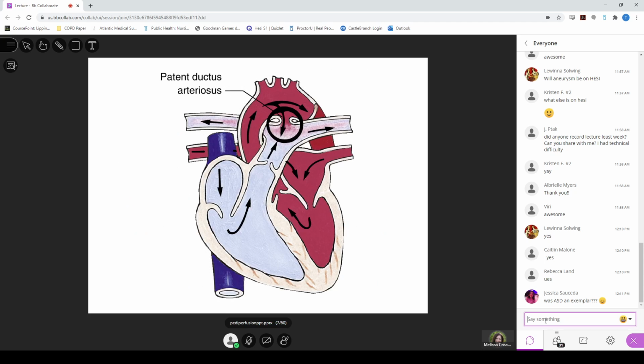Then you have a PDA. In PDA, it's circled right there. It's that little bitty opening. The fetus needs it in utero. It allows the blood to skip the lungs during utero because the blood does not need to be oxygenated and the lungs are not oxygenating during utero. And then after birth, it closes so that the lungs can oxygenate the blood. So it changes the blood flow. This is also an increased pulmonary blood flow. It usually closes within 72 hours after birth.